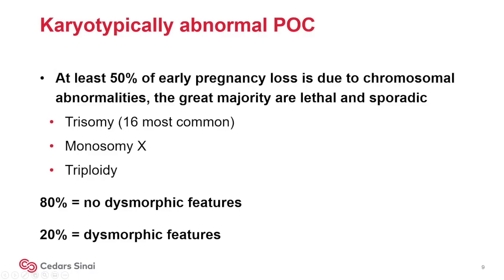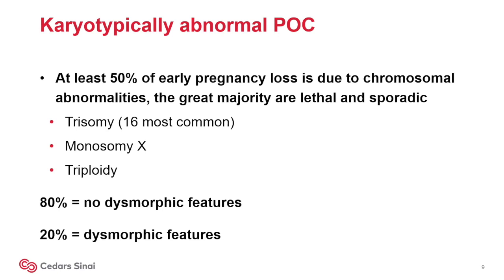One of the reasons is because elective terminations sometimes are terminated via medications, and those can cause very similar findings to retention in utero. So again, not an easy differentiation to make under the microscope. Now let's move on to missed abortions or even elective terminations of POC that are karyotypically abnormal.